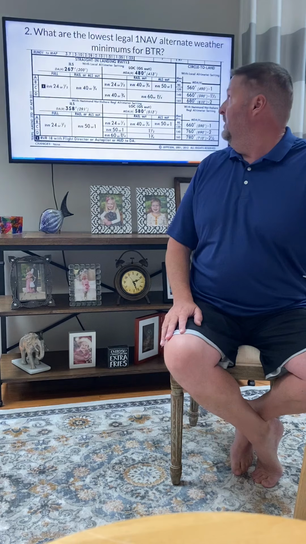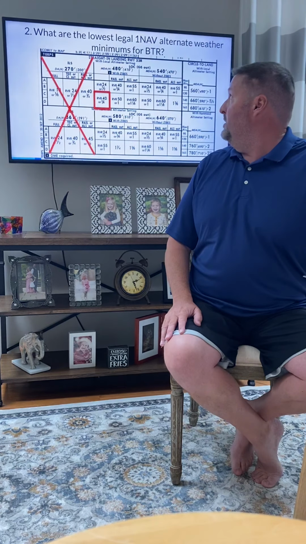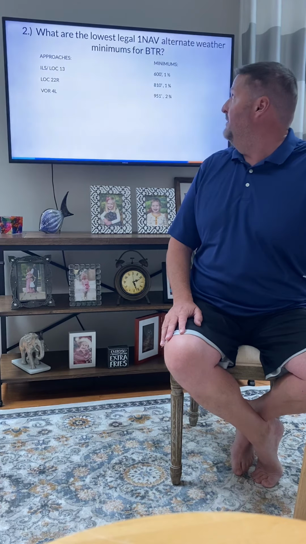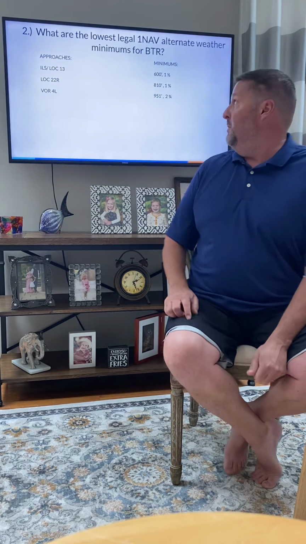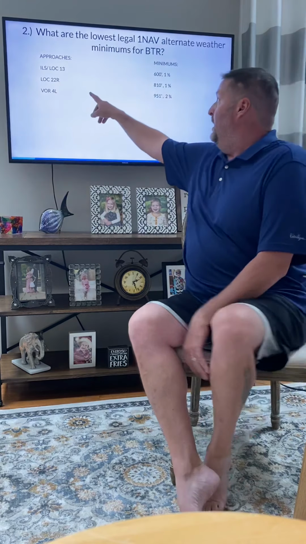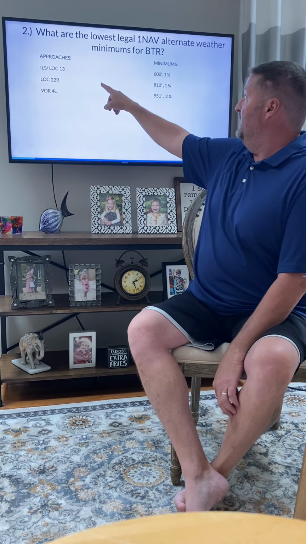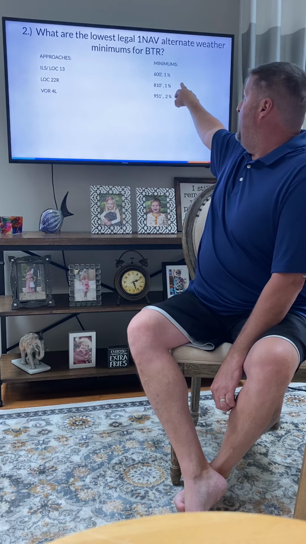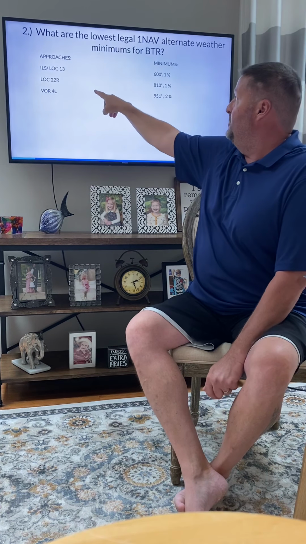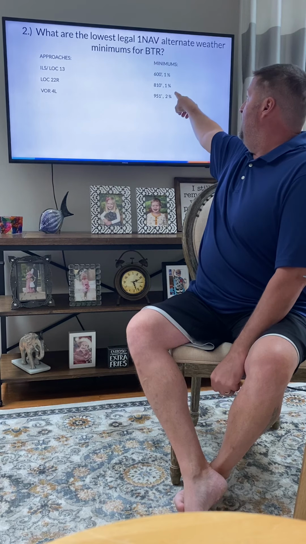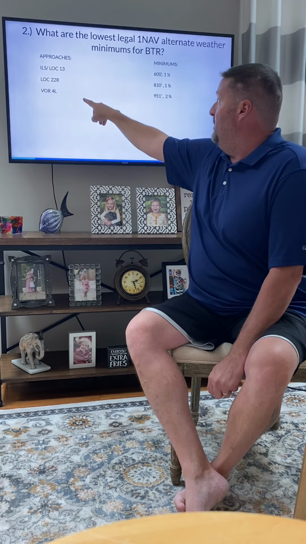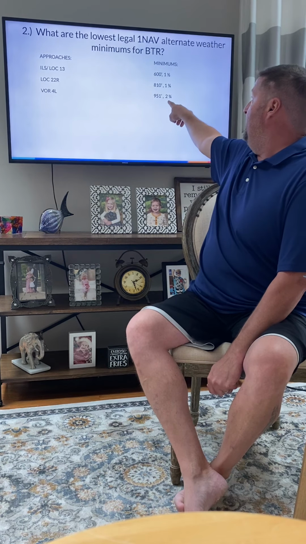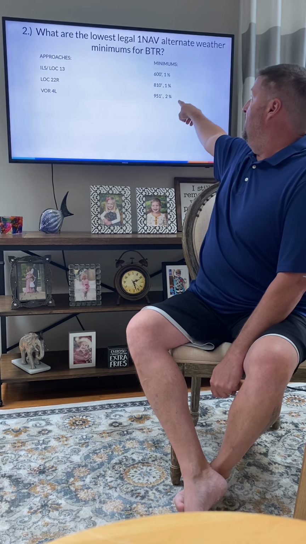Here's where we pulled the numbers off of all the different Jeppesen charts, and we have a chart here for what are the lowest legal one nav alternate weather minimums. So we've got 3 different approaches that we're looking at. An ILS localizer for 1.3. The minimums are 600 and 1.5 corrected. Localizer 2.2 right, 810 and 1 3/4. The VOR left is 951 and 2 3/4.